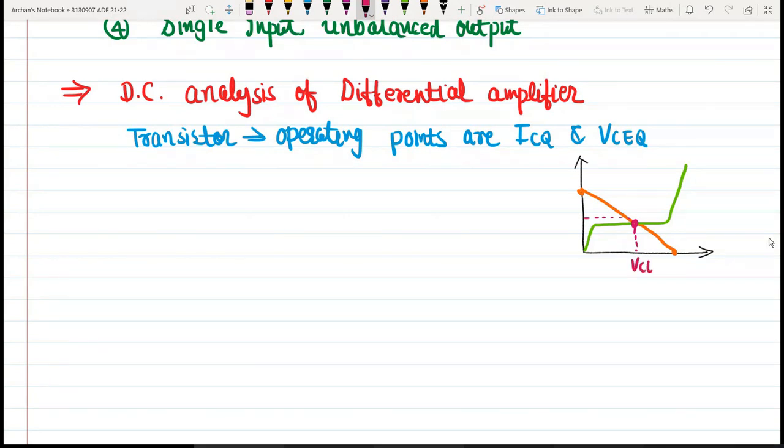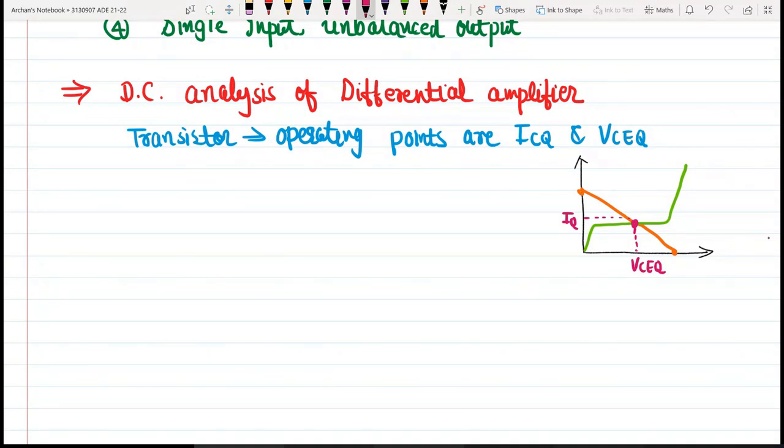Like this. So this is our VCEQ value and this is my IQ value. These are called operating points of the transistor, and this is why the DC analysis is required. Here the supply voltages will be DC while the input signals are AC. So the DC equivalent circuit can be obtained by simply reducing the AC input signals to 0.